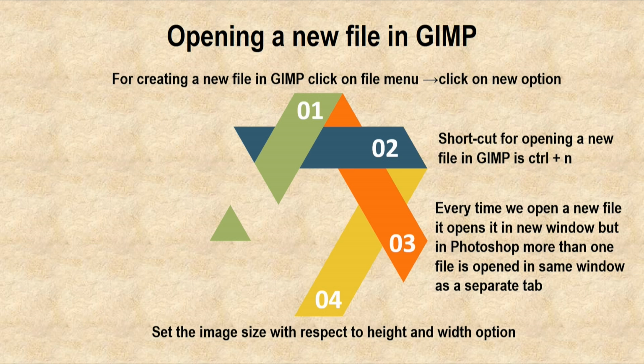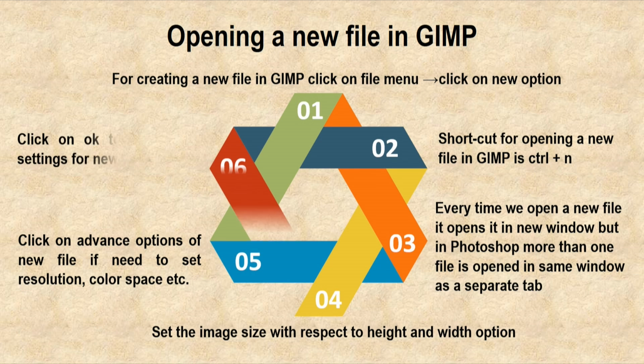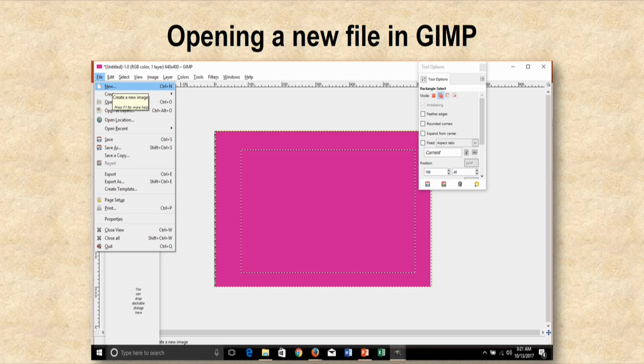in pixels, and further advanced options are given for setting if we need to set them with respect to resolution, color space and so on. And after applying all these settings, the new file is opened before the learner to work with. So, in this figure we can see that a new file is already opened, and if you further want to open a new file, we can go to the file menu and then click on the new option.